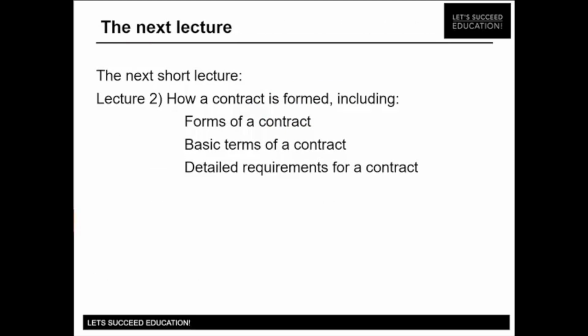The next short lecture will be lecture 2, how a contract is formed, and this will include the forms of a contract, the very basic terms of a contract, which we dealt with in much more detail at a later date, and some detailed requirements to have a valid contract.